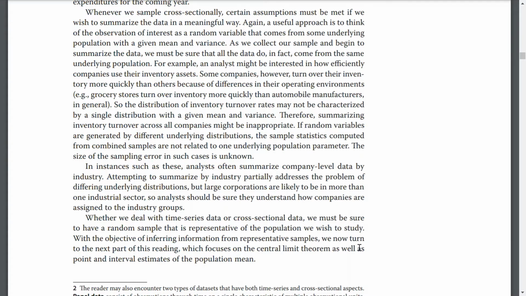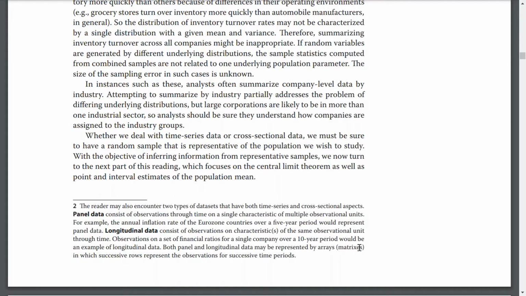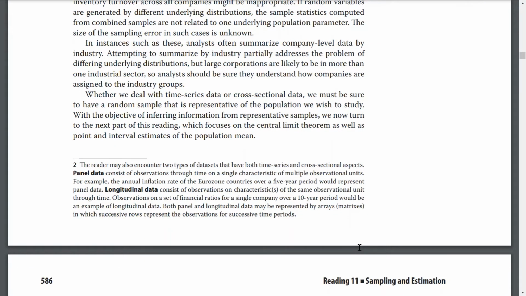In instances such as these, analysts often summarize company-level data by industry. Attempting to summarize by industry partially addresses the problem, but analysts should be sure that they understand how companies are assigned to the industrial groups. Whether we deal with time series data or cross-sectional data, we must be sure to have a random sample that is representative of the population we wish to study.